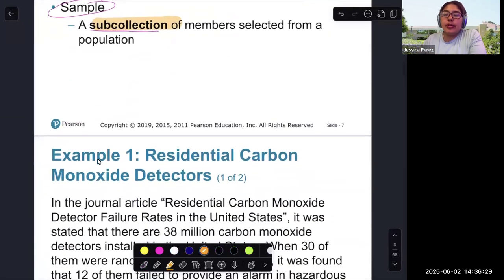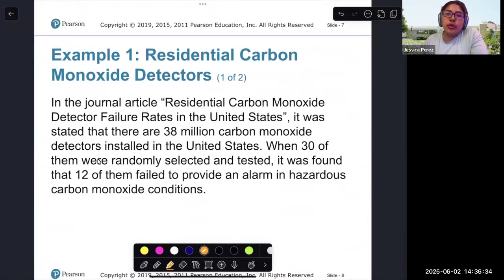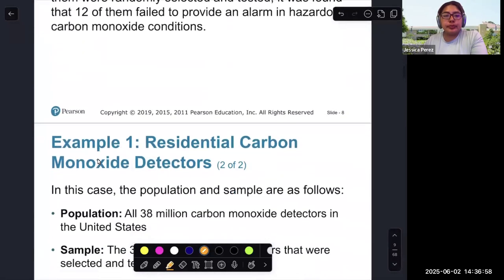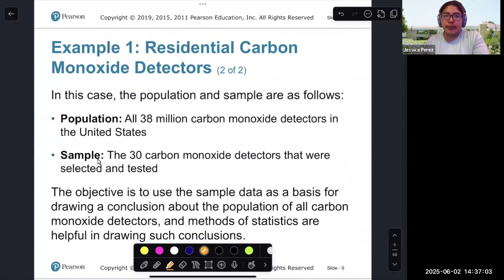Now let's look at some examples. So we've looked at some definitions. In the journal article, Residential Carbon Monoxide Detector Failure Rates in the United States, it was stated that there are 38 million carbon monoxide detectors installed in the United States. When 30 of them were randomly selected and tested, it was found that 12 of them provided an alarm for a hazardous carbon monoxide condition. Now, we're trying to determine what is the population and what is the sample.